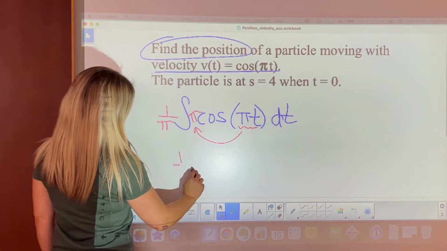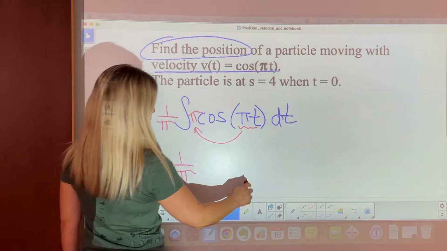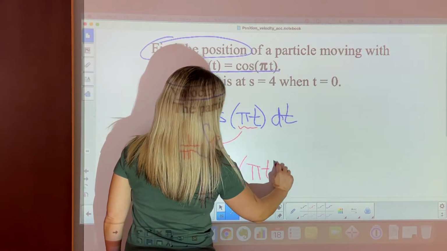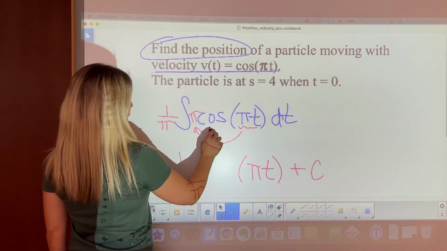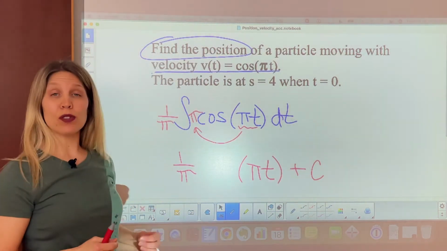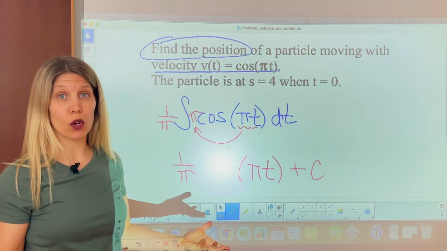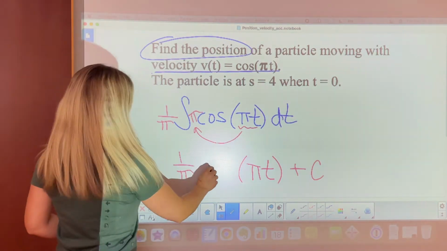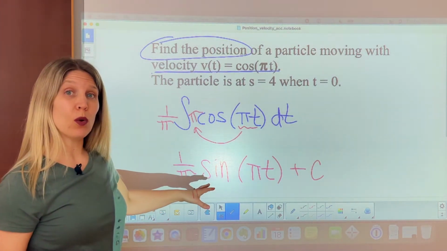So when we integrate, 1 over pi stays. Derivative of the inside piece does not show up. Inside piece stays the same. Got to add a plus c. And we integrate the outside piece. In this case, we have to integrate cosine. What did we take the derivative of to get cosine? Hopefully it's sine. Very good. So this is our position equation.